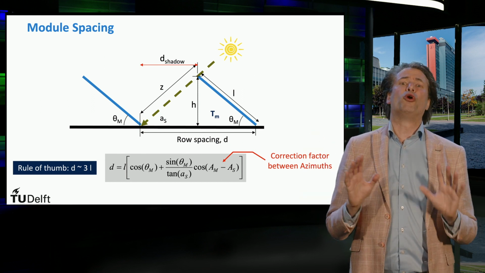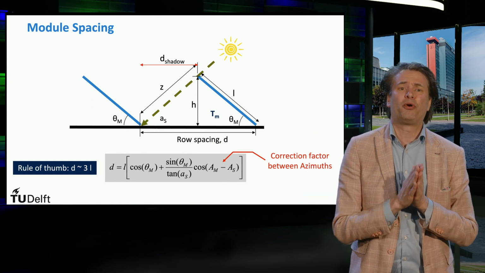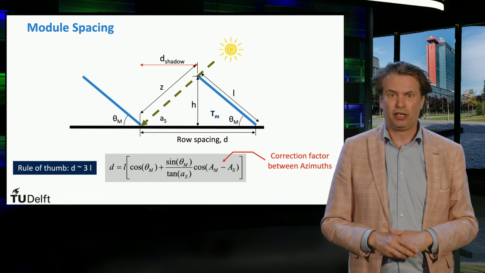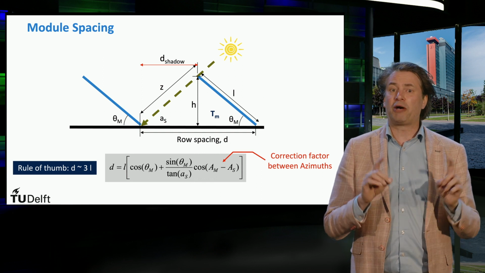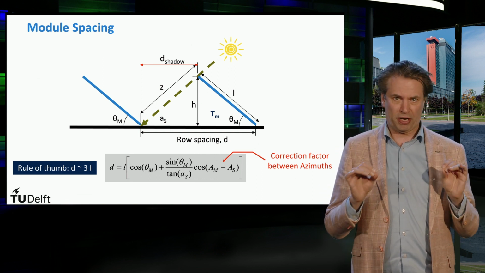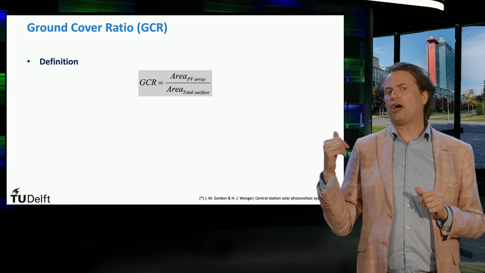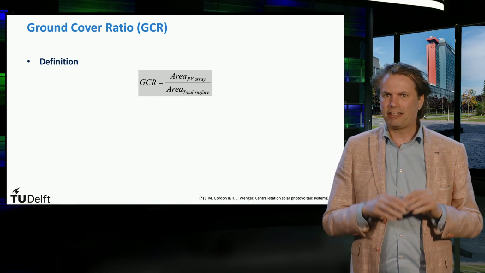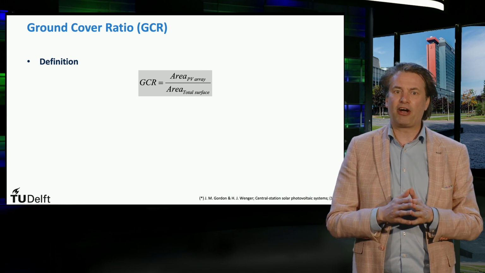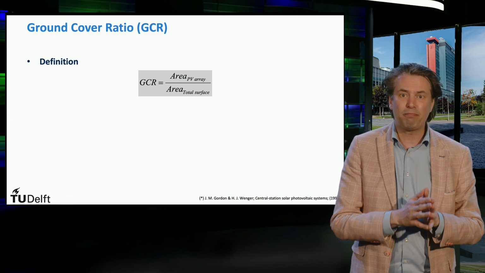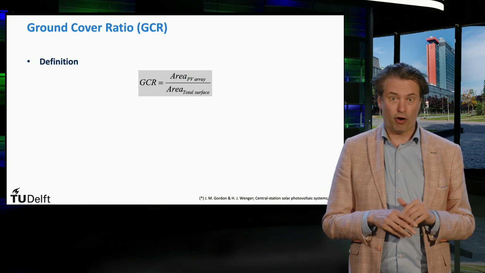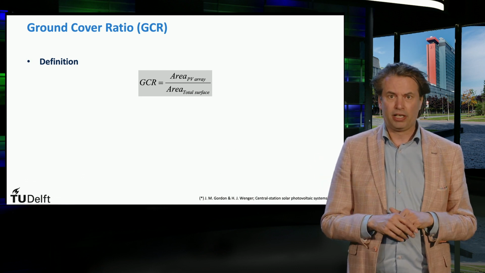It is important to note that the module spacing plays an important role also in determining the surface area required for the installation. Therefore, we introduce a parameter to measure the land occupation. Such a parameter is called the ground cover ratio and is defined as the ratio between the area of the PV array and the total ground area, which could be the area of a roof or a field.